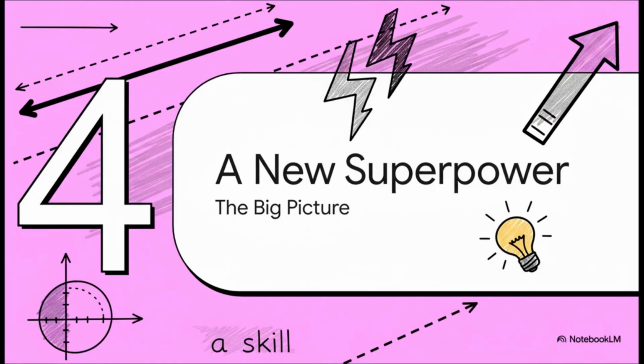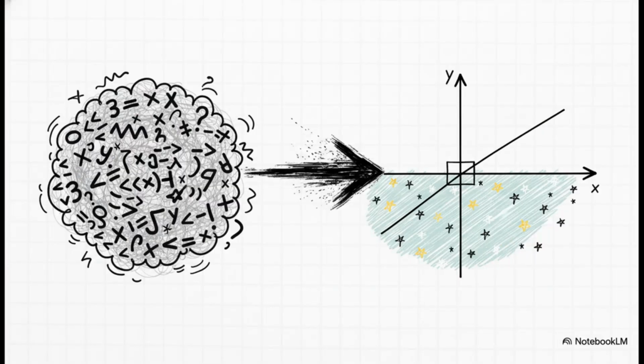So let's just step back for a second and appreciate what you've just learned how to do. This isn't just some random math exercise. This is like unlocking a new superpower. You can now take a statement that looks like a total jumble of symbols and turn it into a clear picture that tells a whole story. A story about a border and an entire region of infinite possibilities. That is a huge shift in perspective.